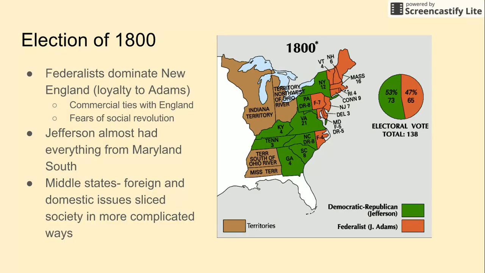So when you look at this map, you see that the Federalists dominated New England. They had loyalty to Adams. They still had commercial ties to England, and they also feared a social revolution. Jefferson, on the other hand, if you look, had almost everything from Maryland down south. Now, in the middle states, you see a little bit of difference. There is foreign and domestic issues that were slicing society in some complicated ways that may have influenced them differently.